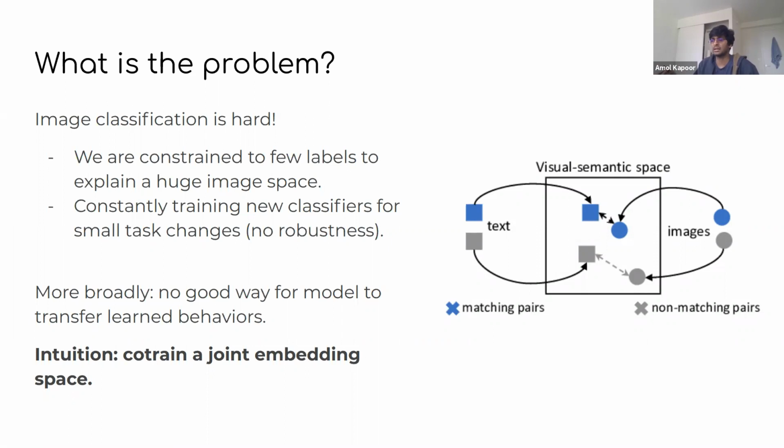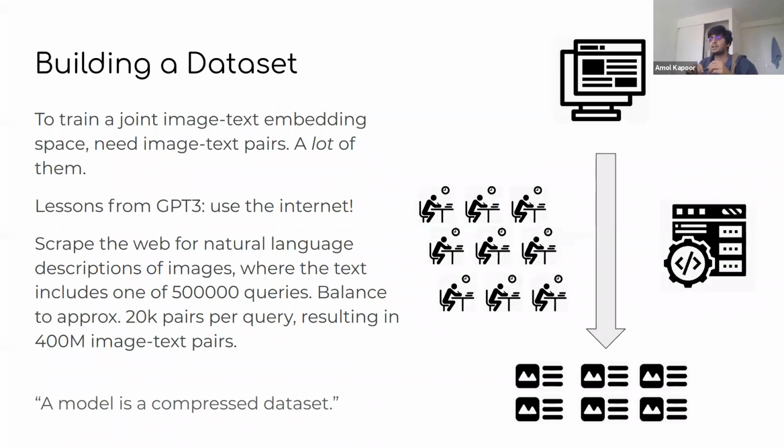So the core intuition behind CLIP is, if we were able to co-train a joint embedding space where text and images are close to each other when they're related to each other, we could have arbitrary image classification, where for any set of classifiers, we just add new text to the underlying image space and then do a nearest neighbor search for images that are in the area, or vice versa. So how do you do this?